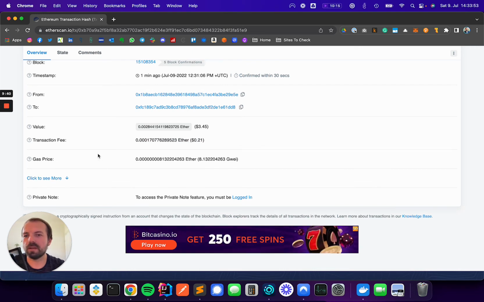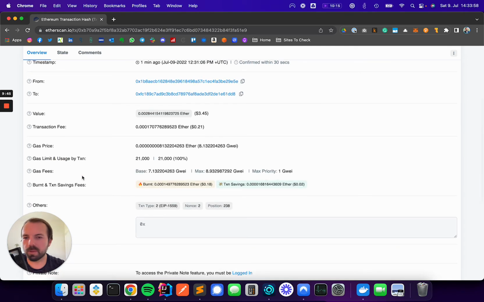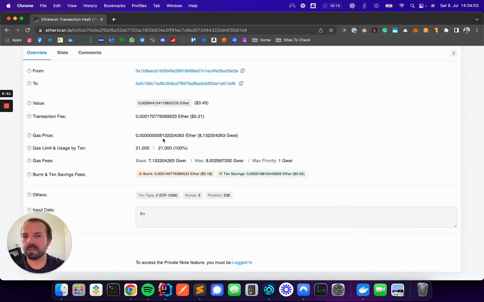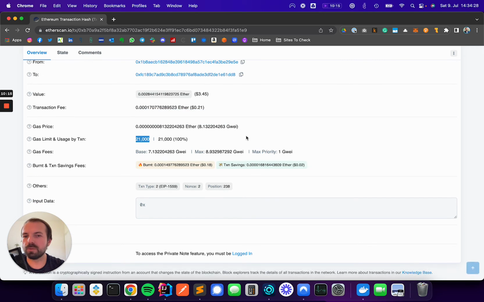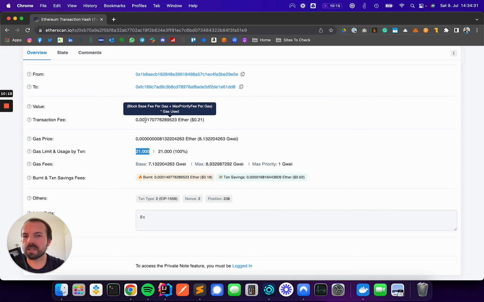So a transfer action takes 21,000 gas. Sorry, 21,000. We can see this when we expand the information here. So we see the gas price that is paid for each gas unit by the one that issued the transaction, and we see that this consumes 21,000 gas. So this is a classical transfer, and the transaction fee is basically 21,000 multiplied by 8.13 Gwei, which sums up to this transaction fee, of course.